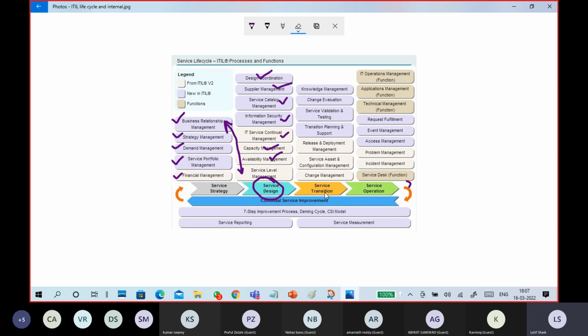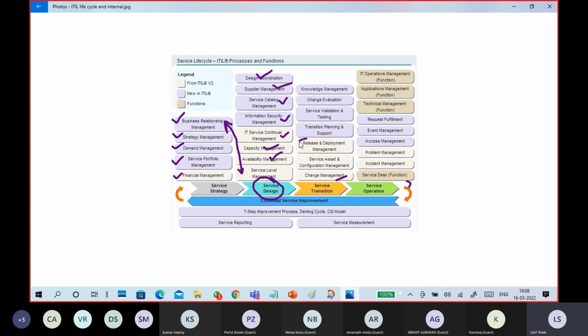Build and deploy. In build and deploy, if anything is required in your service, you must change it. And I will tell about change management again. That's why I'm skipping it, not going into more detail. Service asset and configuration management.